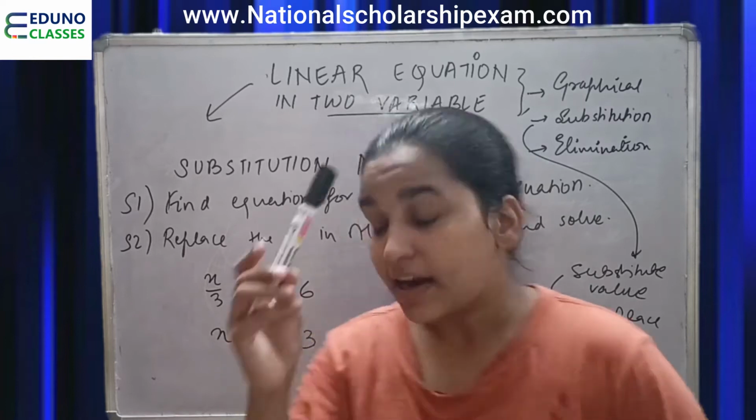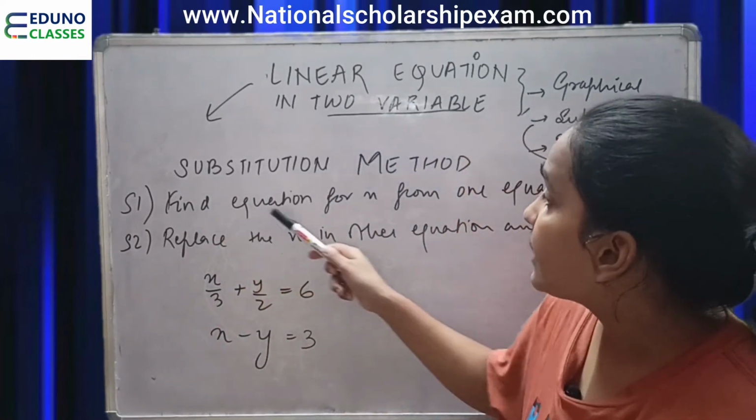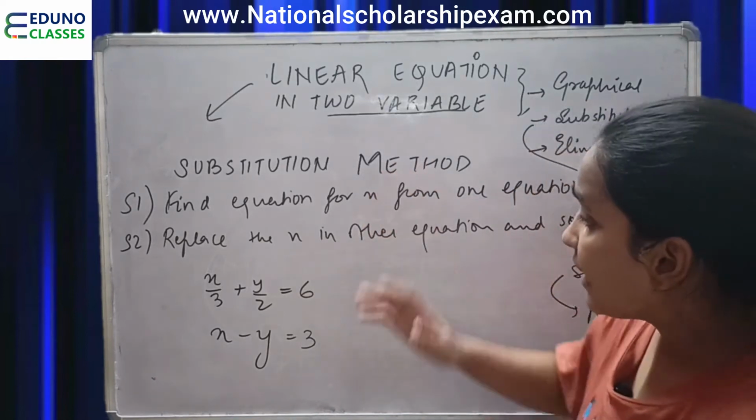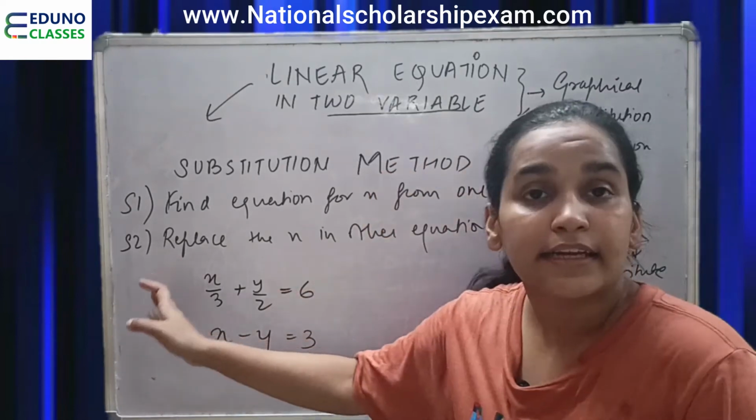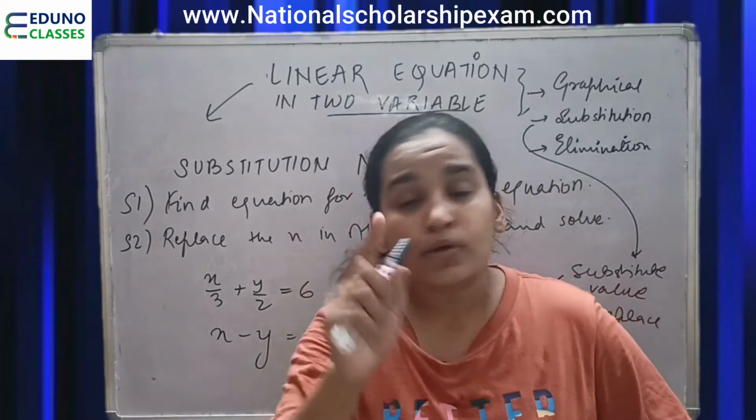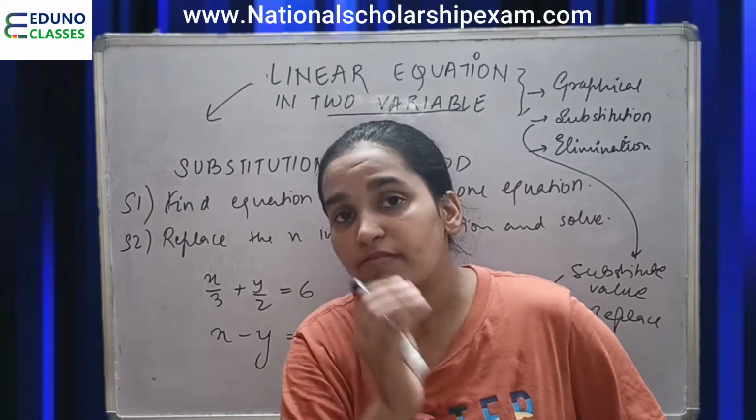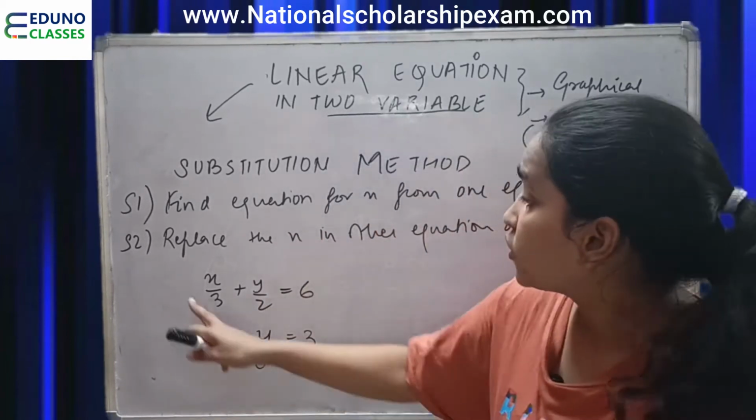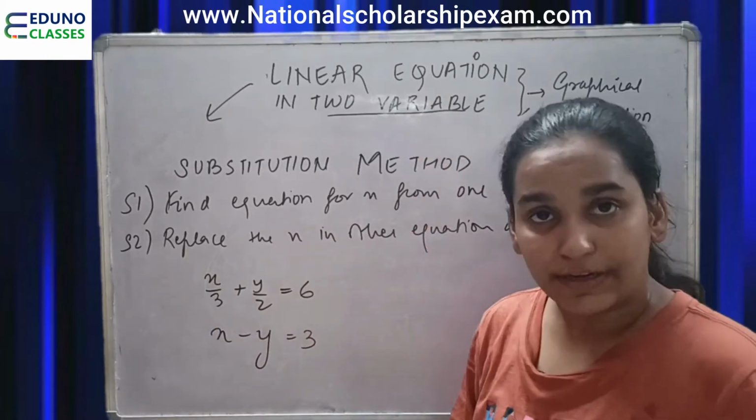What are the steps? Write these steps down. Find equation for x from one equation. That means there are linear equations given. To solve linear equations in two variables, a minimum of two equations must be there so as to solve the question. Otherwise, it is not possible to solve linear equations in two variables. So we have these two equations given to us.